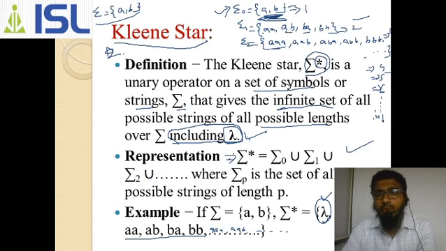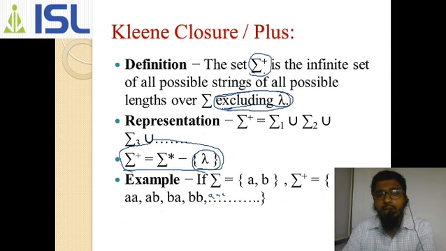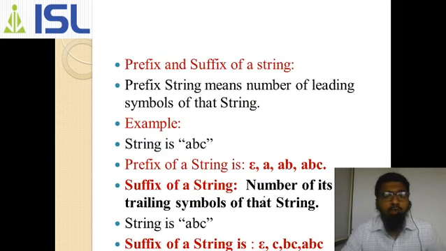You can say like this, 1, 2. The same procedure you can follow here, Kleene closure or Kleene plus. We can take a, b, then Kleene closure gives a, comma, b, comma, ab. We need to find all possible lengths over sigma, an infinite set of all possible strings of all possible lengths. Clear?